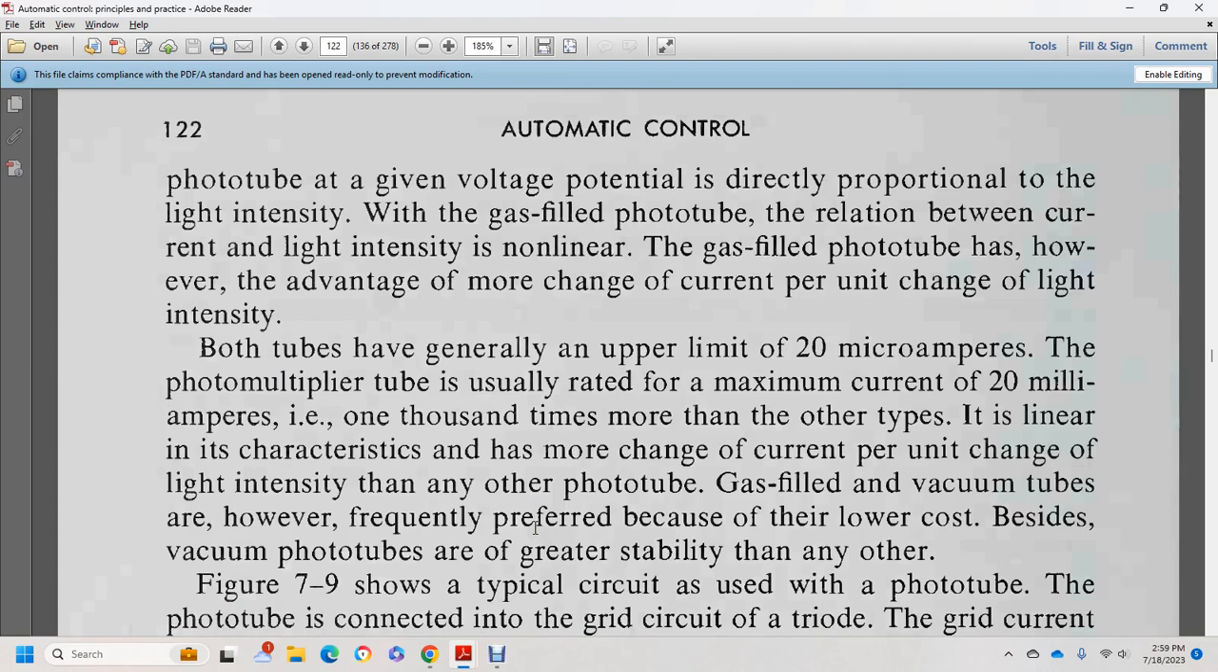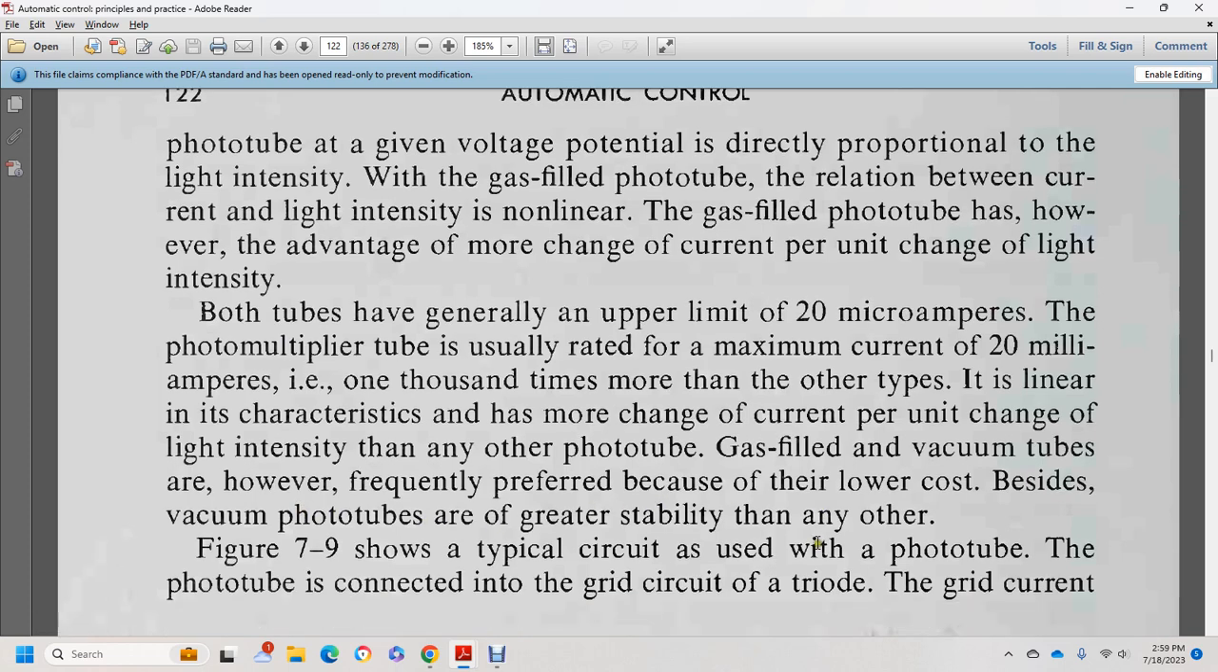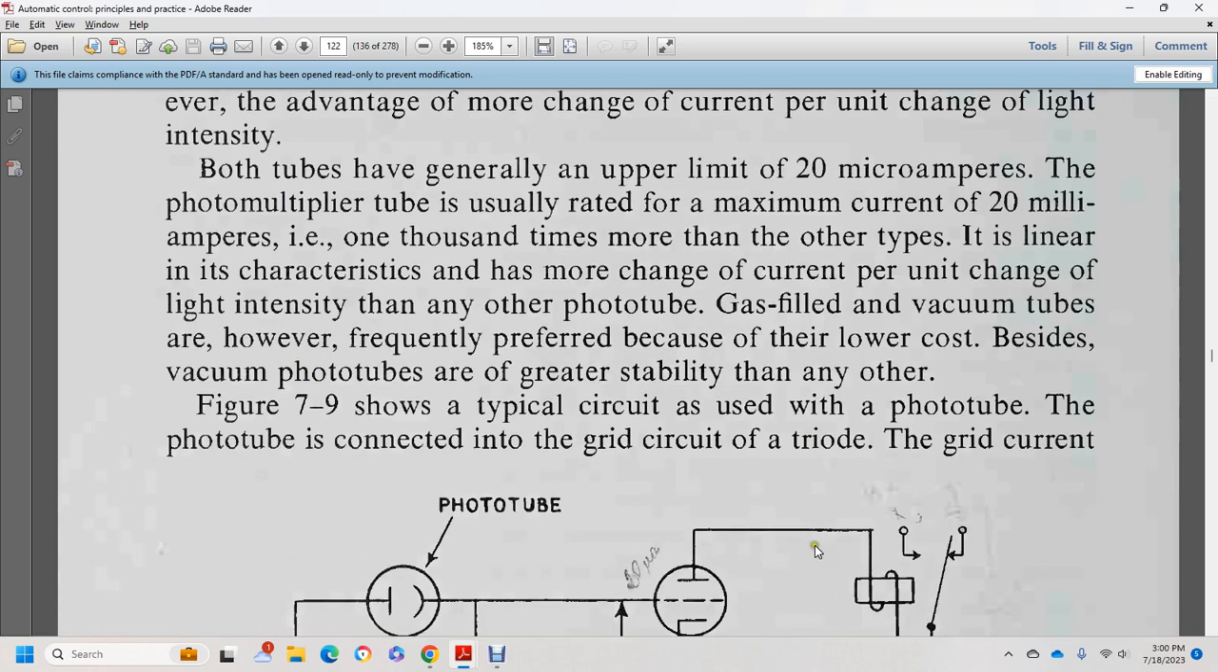milliamps, 1,000 times more than the other types. It is linear, and has more change in current per unit change in light intensity than any other phototube. Gas-filled and vacuum tubes, however, are frequently preferred because they have lower cost, and the vacuum tube is greatly more stable than any other.